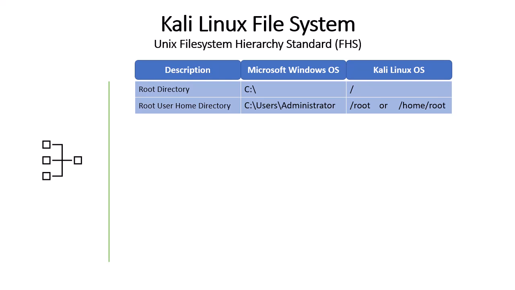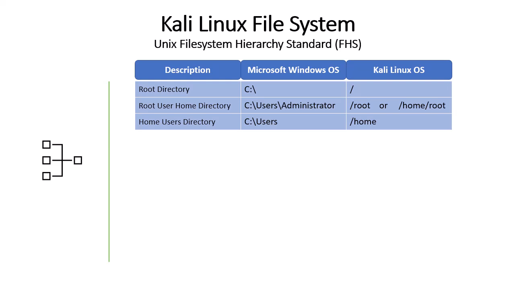Now, in the Linux environment, the administrator user is called the root user. Don't confuse the root user with the root directory, which I just talked about. Now, the home directory of the root user on Kali is either in /root or /home/root. Also, you will need to be the root user in order to access this directory. The user's home directory is under /home. This one is easy to guess, right?